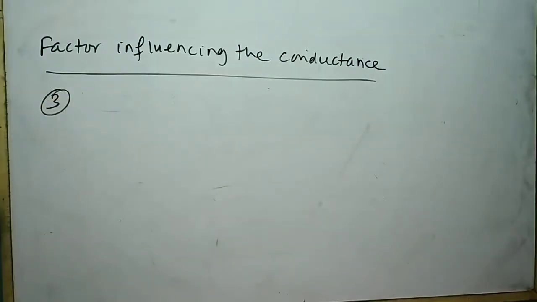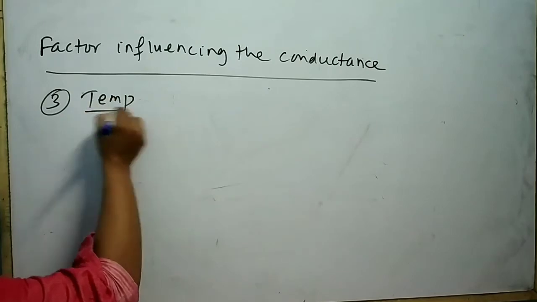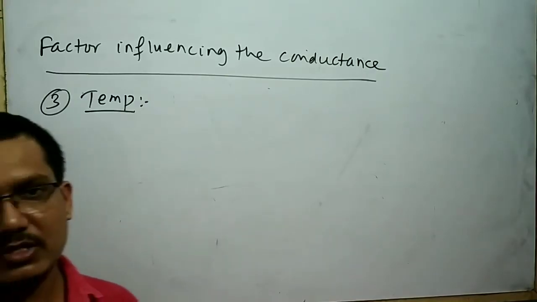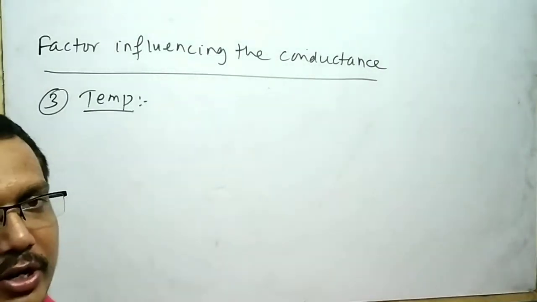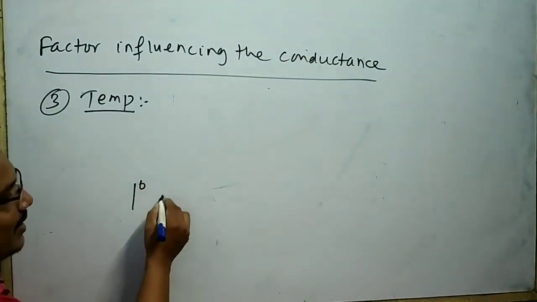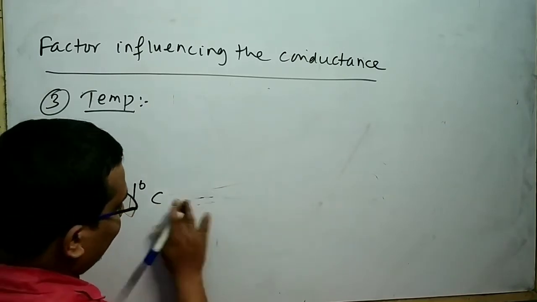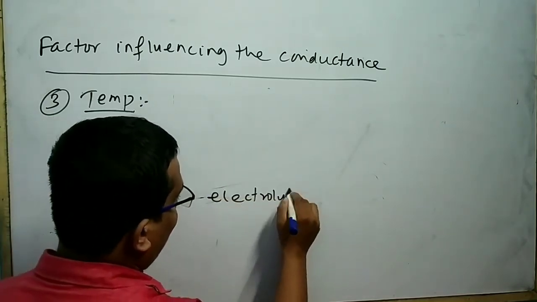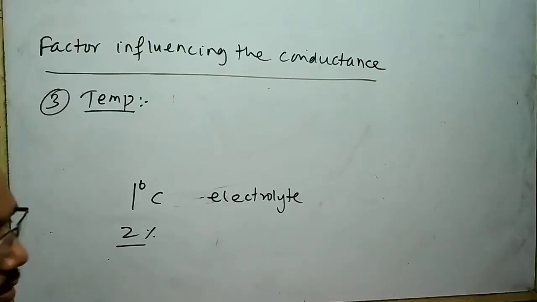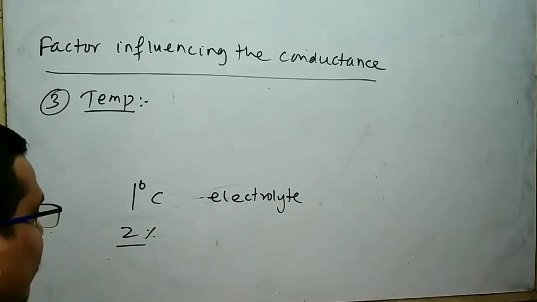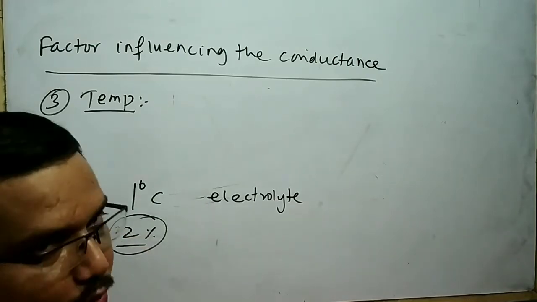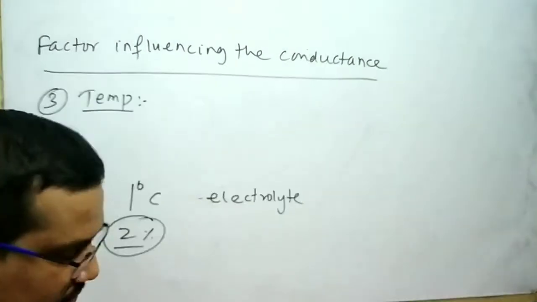Next factor is temperature. If the temperature increases, then the movement of ions is more. As a result, the conductivity increases. Experimentally, it is seen that if I increase the temperature of an electrolyte by 1 degree centigrade, then the conductance increases about 2%. That means the conductance of an electrolytic solution increases about 2% for every 1 degree rise in temperature.